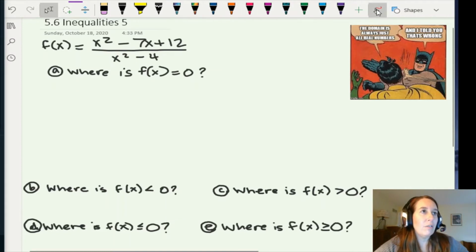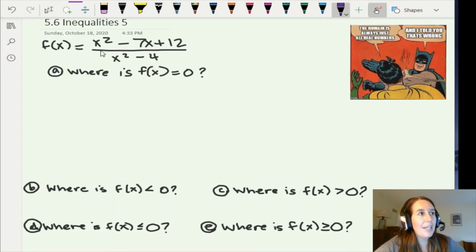this problem is only different because in the beginning, it is not in factored form, right? So remember the first step for analyzing any rational function would be to factor it if we can. So we're going to try to factor the top and the bottom. So in the top, I have x and then I need something that multiplies to be 12 but adds to be 7. So I'm thinking 3 and 4.